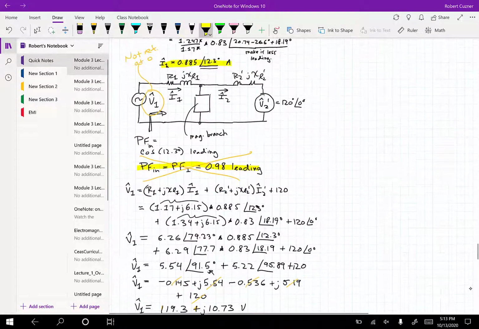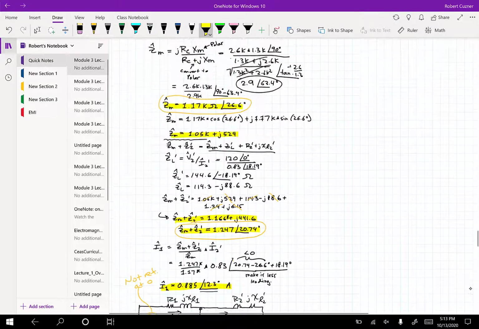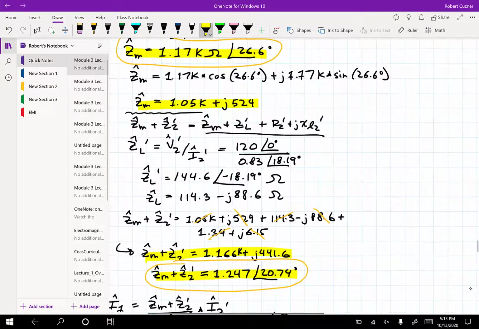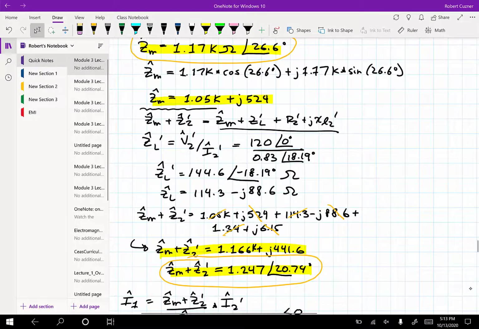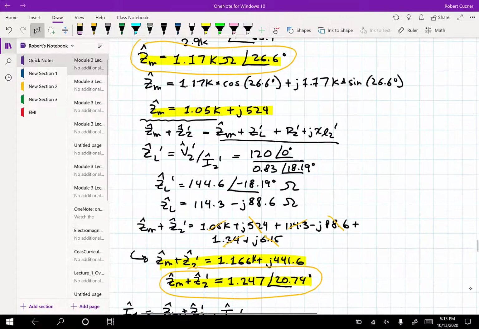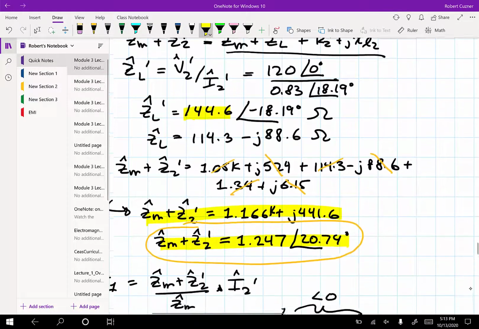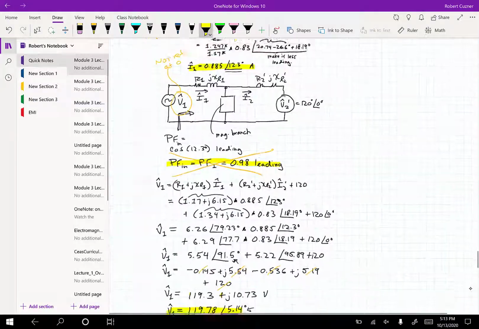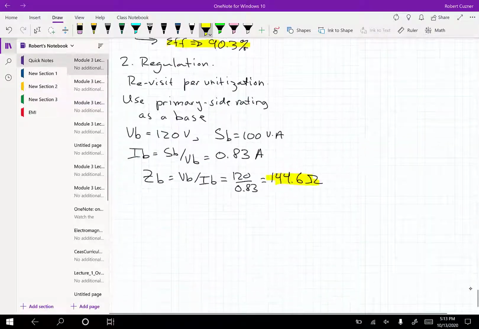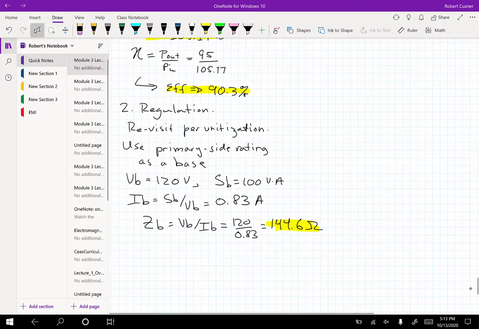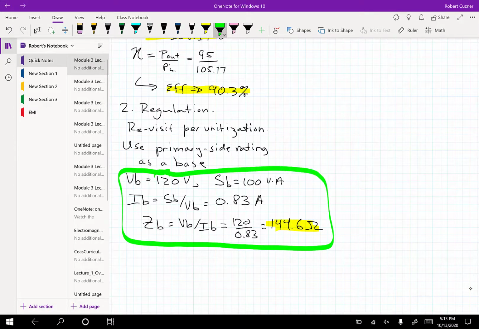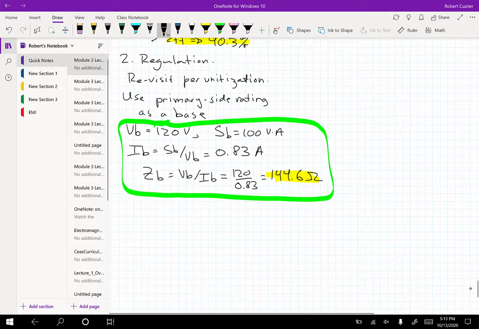Let's go up here to the Z load that we found. I notice I draw bigger the faster I go, right? Okay, so there's our base impedance. We've got all these base quantities now. This is a very key thing you need to know. Now, what are the per unit values?